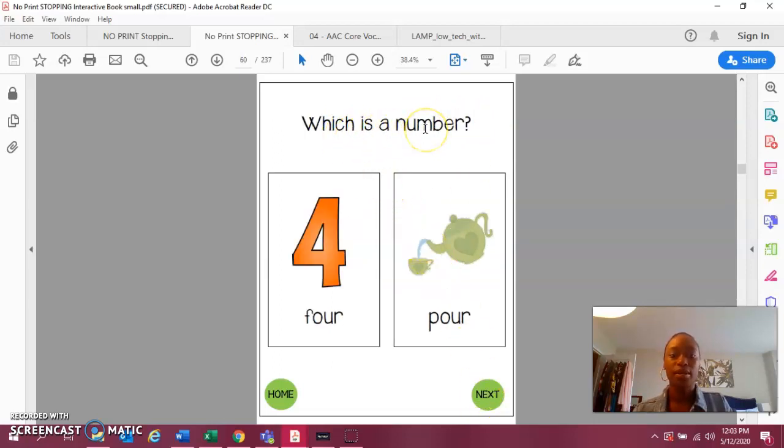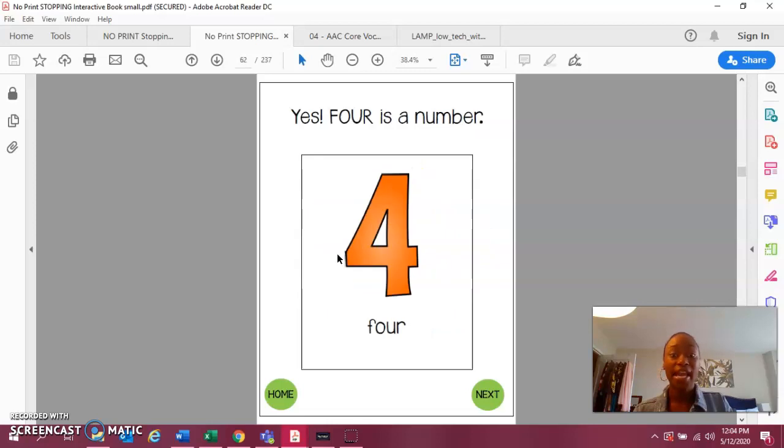Which is a number? Long air, for, or short air, pour? Yes, long air, 4 is a number. Nice job.